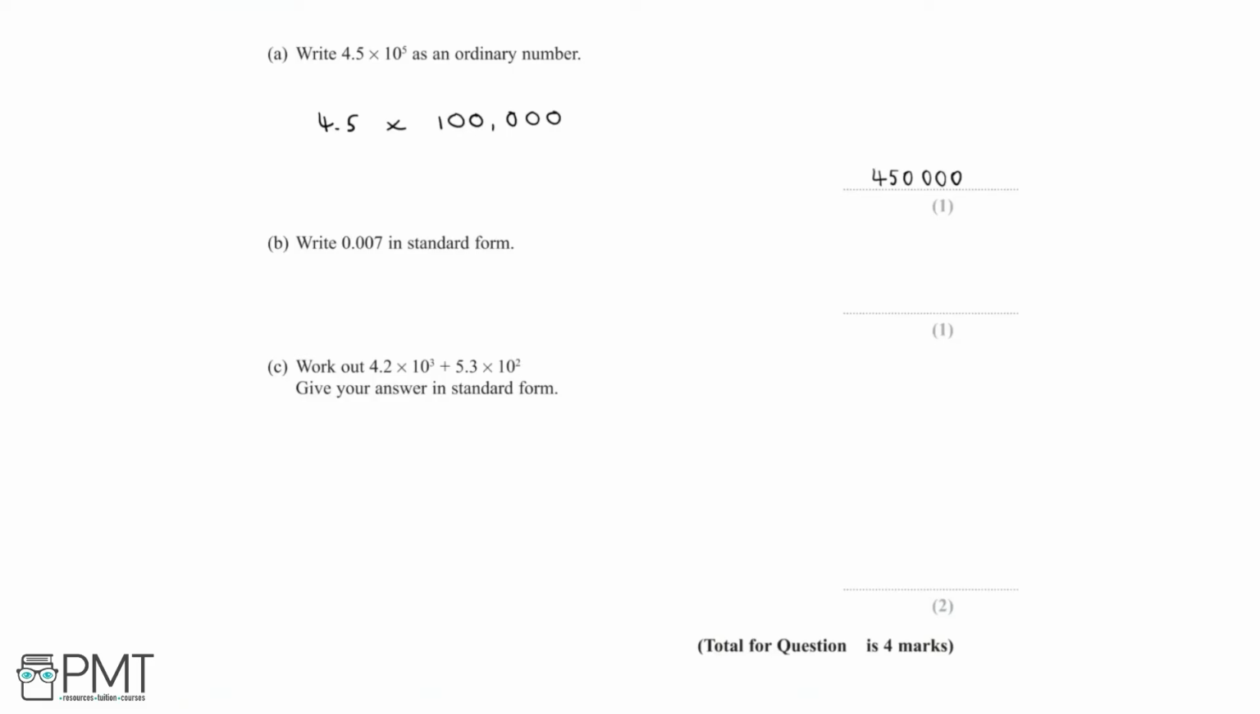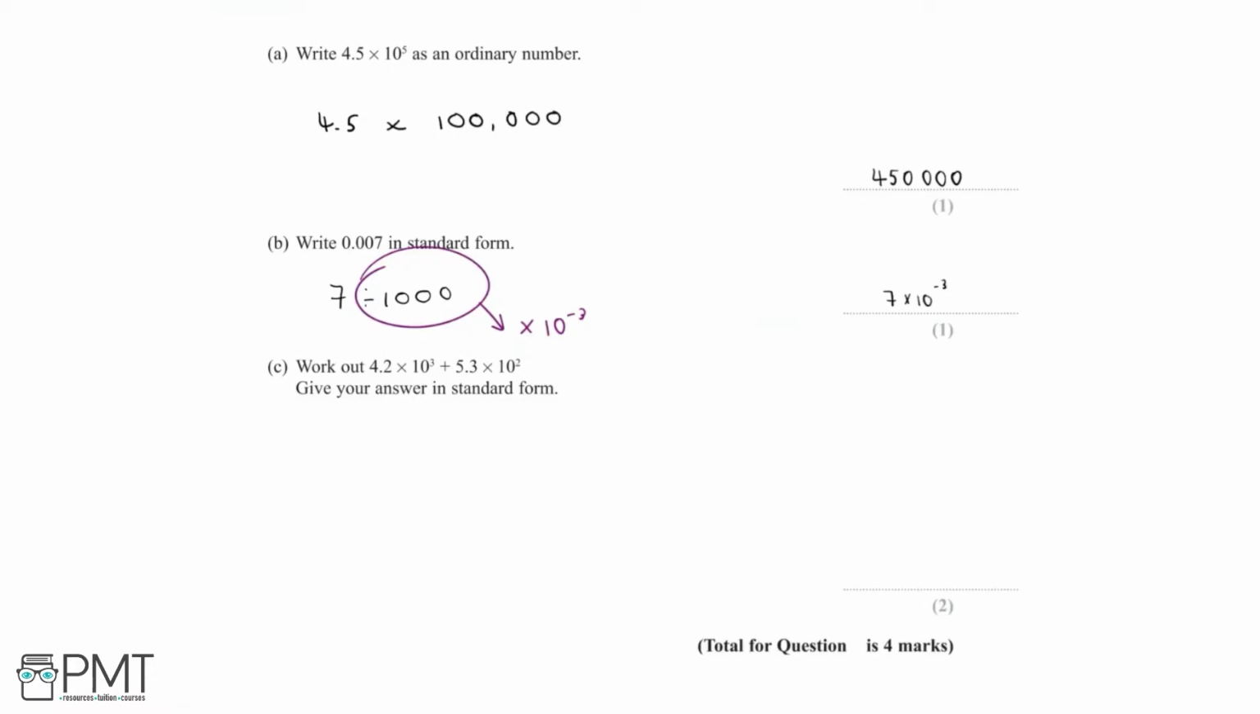Now in part B, we need to write 0.007 in standard form. Now remember, in standard form, we need to have a number between 1 and 10, and then we have times 10 to any power. Now the number between 1 and 10 in this case would be equal to 7. And so 7 times 10 to the power of something is equal to 0.007. Now because this is a decimal number, we can think of this as division. 7 divided by 1000 is equal to 0.007. But now we can say that divided by 1000 is equivalent to multiplying by 10 to the power of minus 3. And so 0.007 is equivalent to 7 times 10 to the minus 3 in standard form.